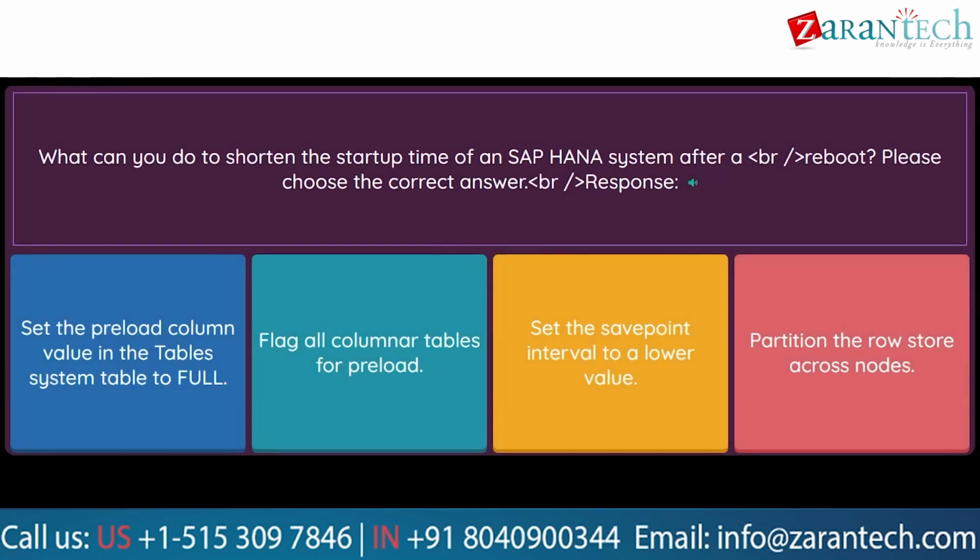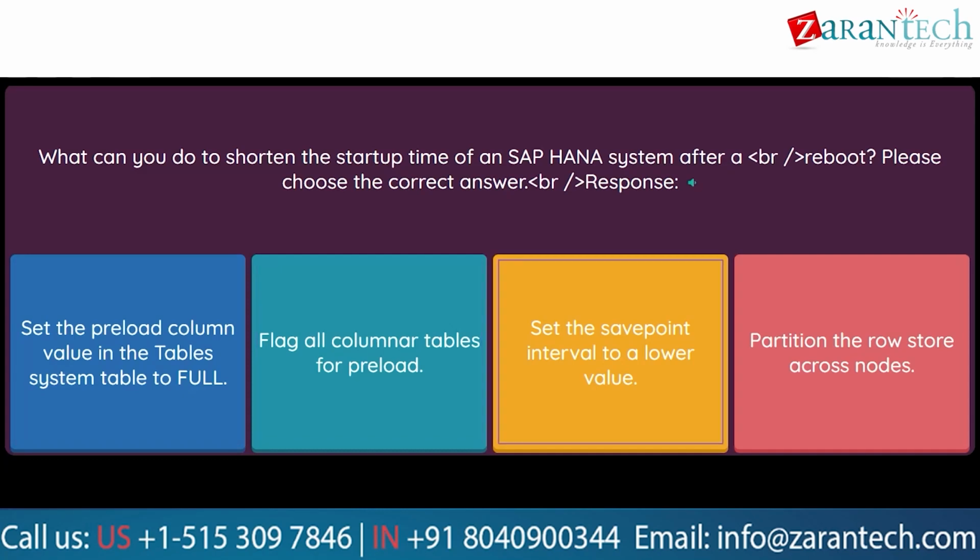Question: what can you do to shorten the startup time of an SAP HANA system after a reboot? Please choose the correct answer. Option 1: set the preload column value in the table system table to full. Option 2: flag all columnar tables for preload. Option 3: set the savepoint interval to a lower value. Option 4: partition the row store across nodes.